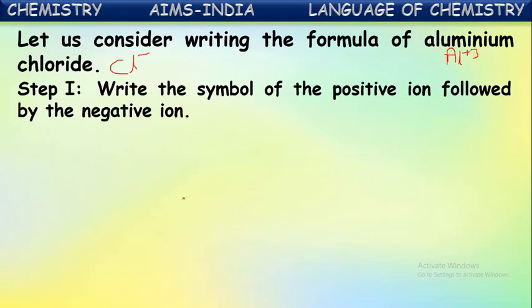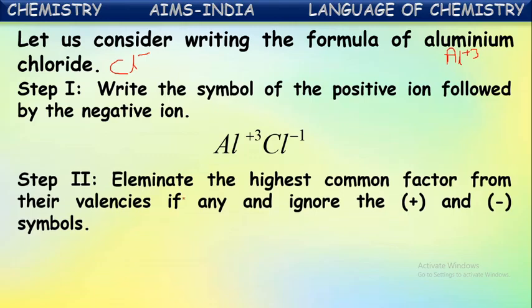First step, what is it? Write the positive ion followed by the negative ion. So first we write Al plus 3 and then Cl minus 1. Second step, eliminate the highest common factor from their valencies, if any, and ignore the positive and negative symbols. What is the common factor we are getting in these two? Here it is 3, here it is 1. No common factor is there. So you skip to the next step, that is ignoring the positive and negative symbols.